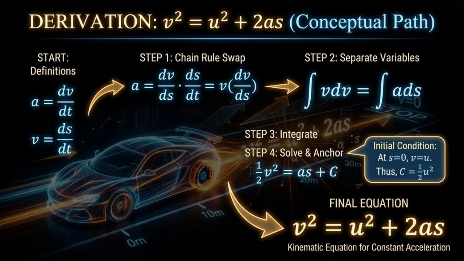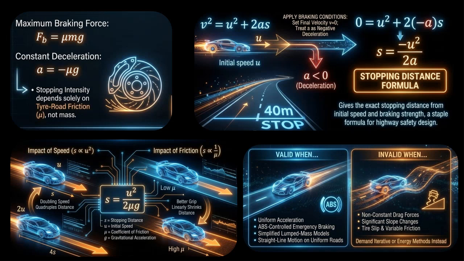This leads us to the final result, v squared equals u squared plus 2as. To determine the stopping distance, we set the final velocity to 0 and assume a constant deceleration. This simplifies the motion equation to s equals minus u squared divided by 2a. This expression directly links stopping distance to initial speed and braking capability, and it forms the basis of vehicle braking analysis and highway safety design.